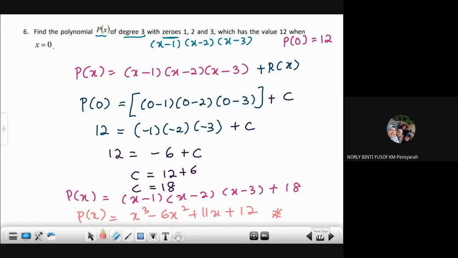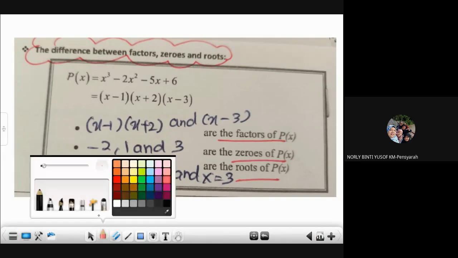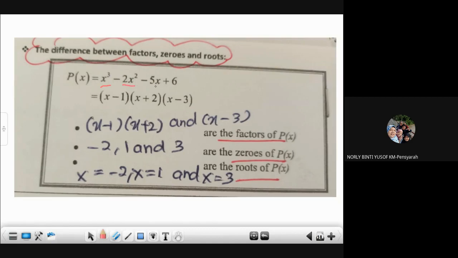Lepas tu kita pergi kepada conclusion. Ni tak ada dalam nota, tapi memang dia tambah. So the difference between factor, zero and roots. Dalam satu example ni, x power of 3, 2x kuasa 2 tolak 5x tambah 6. Kalau kita tekan kalkulator, A1, B negatif 2, C negatif 5, D6, kita akan dapat dekat kalkulator 1, negatif 2, 3. So kita form factor dia. So yang dalam kurungan tu adalah factor of P(x).